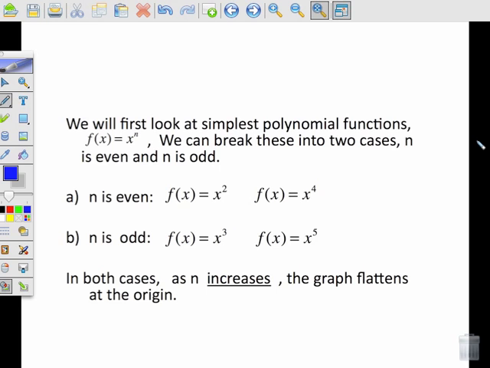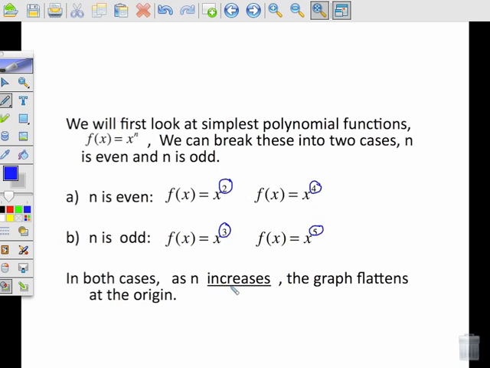We will first look at a simple polynomial function, f of x equals x to the nth power. We can break this into two cases, n is even or n is odd. So when we have this function, you might have f of x equals x squared, where your exponent or the degree is even. If it's even, there are some specific characteristics about it. We are also going to look at when n is odd, x to the third or x to the fifth or any other odd exponent.